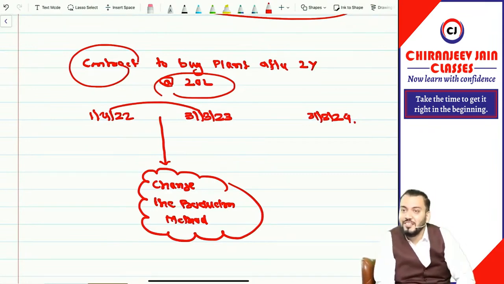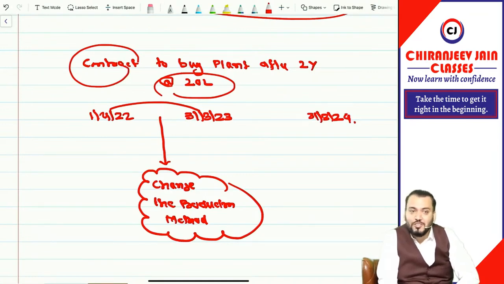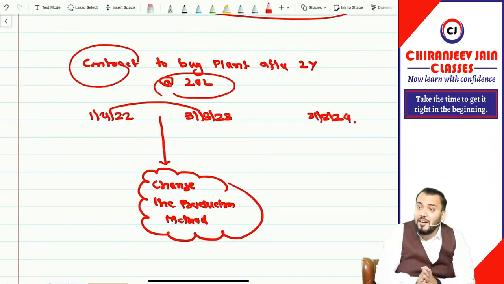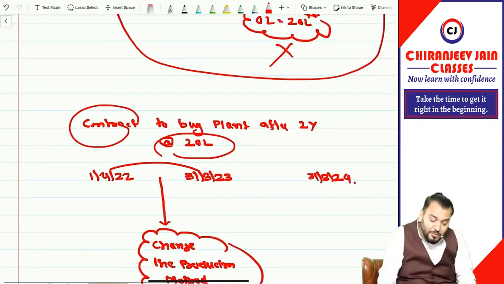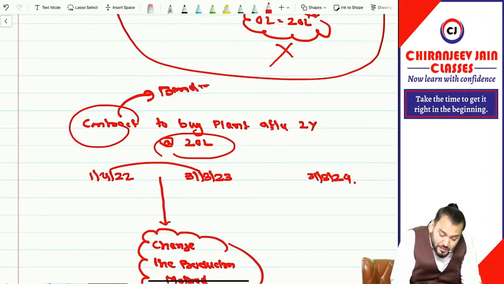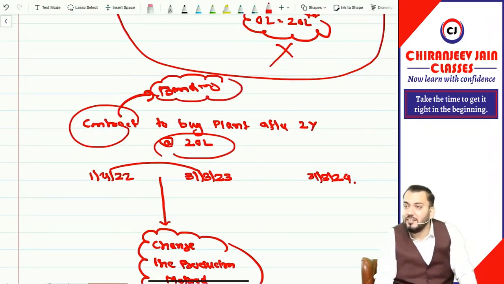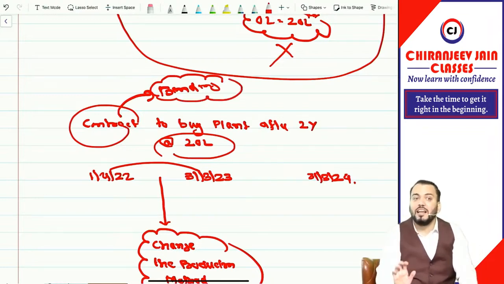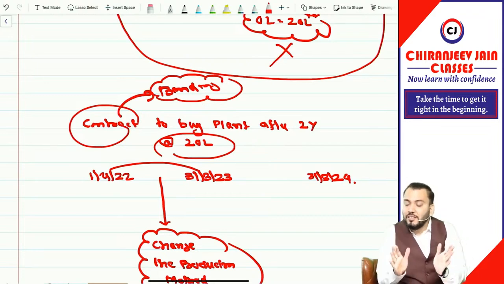Quite possible. Now that machinery is no more required. Now just try to understand. When I am saying contract become binding contract, whether it can be cancelled? Whether this contract can be cancelled? It cannot be cancelled.